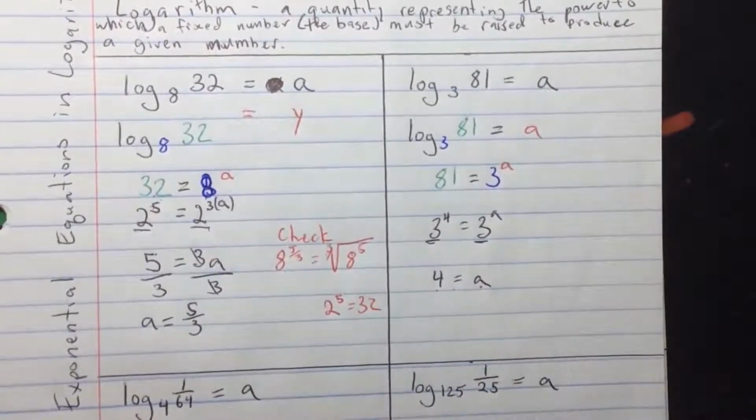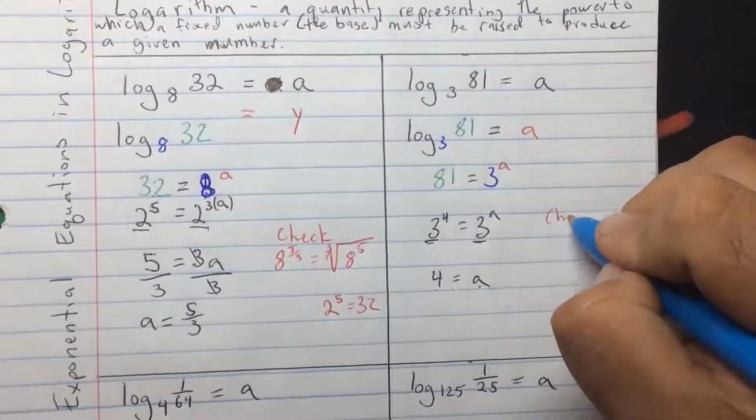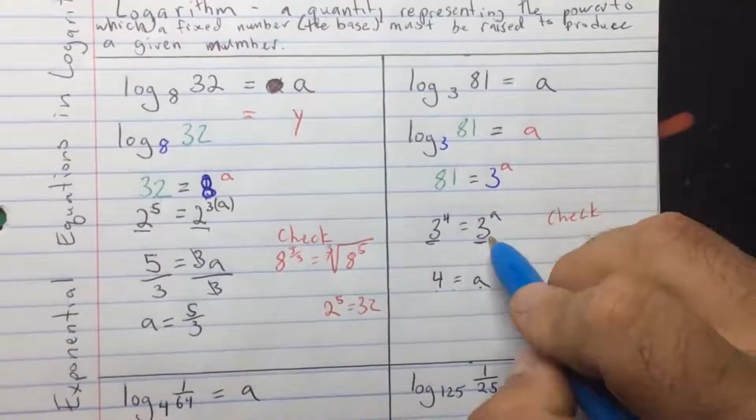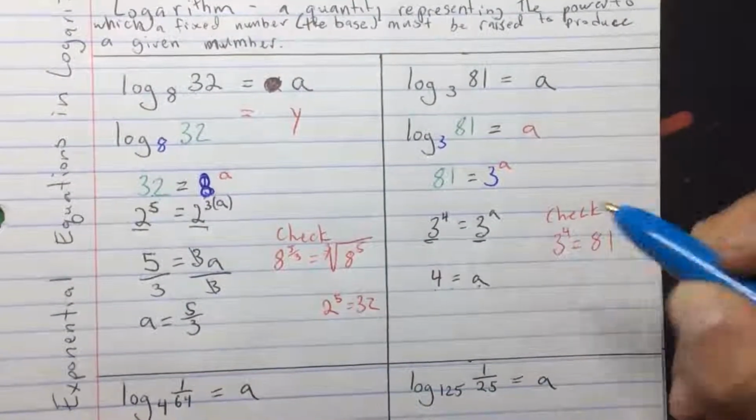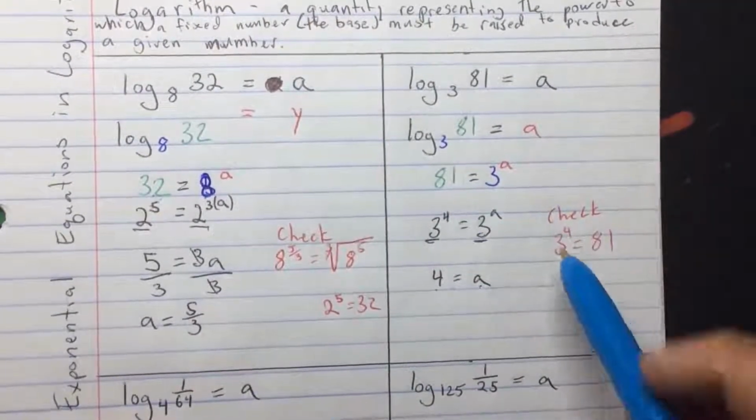When we do our check, it's going to be kind of easy, because if we plug in 4 here, we have 3 to the 4th power is equal to 81, because we know that from before. Okay.